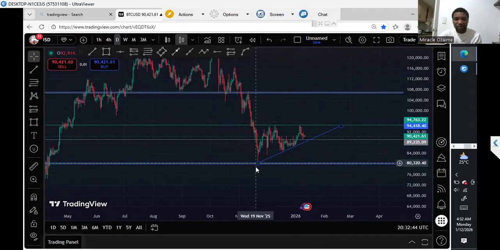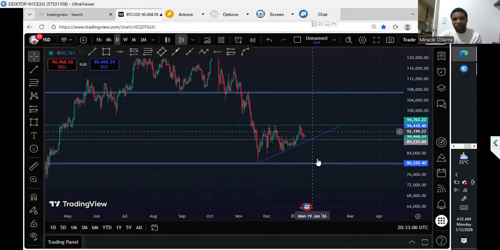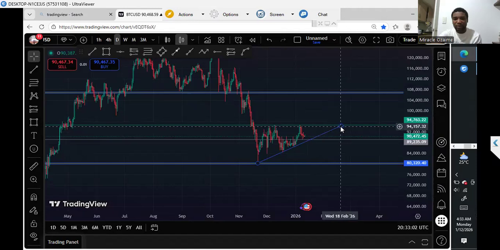Actually, it's looking like a correction. We have a push. This is looking like an X to E wave pattern. We have X to A to B to C, no, X to A to B to C to D. Then this is going to be the E wave for a continuation to the downside. Let's see what price is going to do.